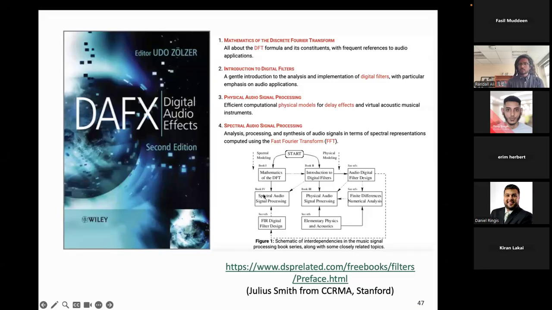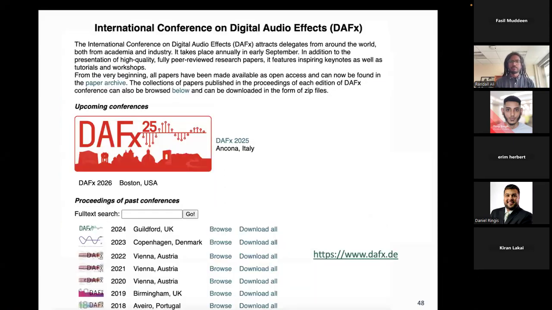Some of you might also have come across notes from Julius Smith from CCRMA at Stanford. He's done a lot of work on audio synthesis in general, and he has several online books on the mathematics of the DFT, introduction to filters, physical audio processing, and spectral audio signal processing. If you really want to take a dive, I highly recommend this, and I think you all have the background knowledge to comprehend it. Another place you could look is an annual conference called the Conference on Digital Audio Effects.